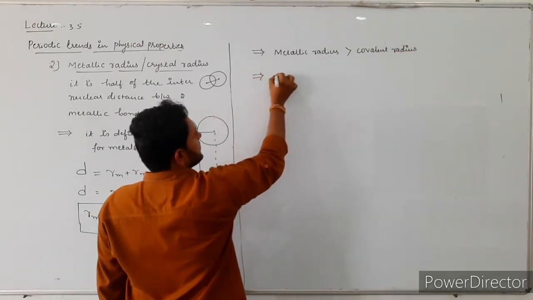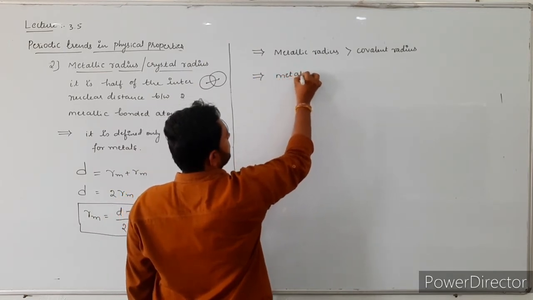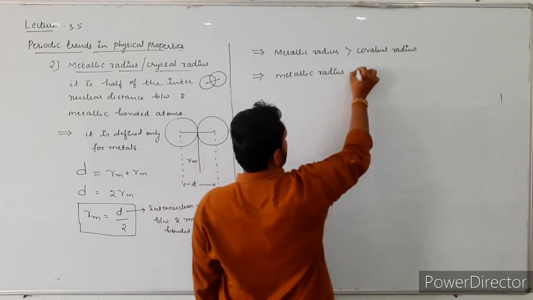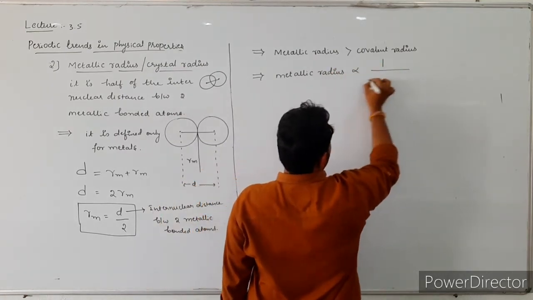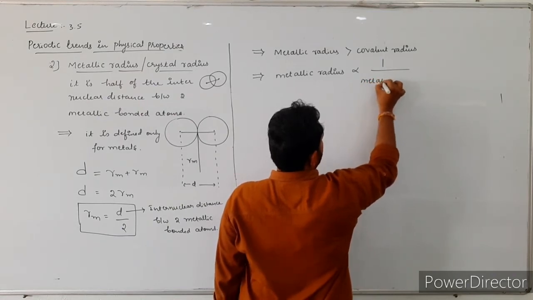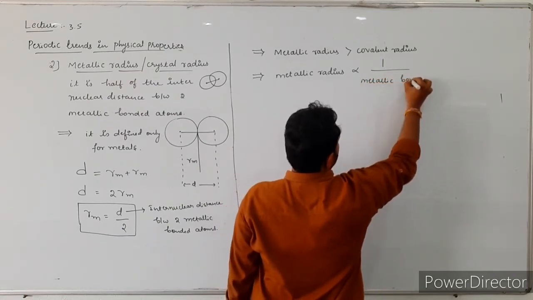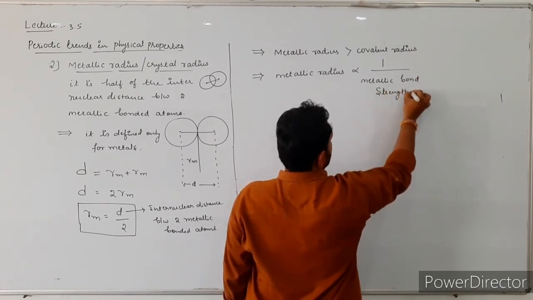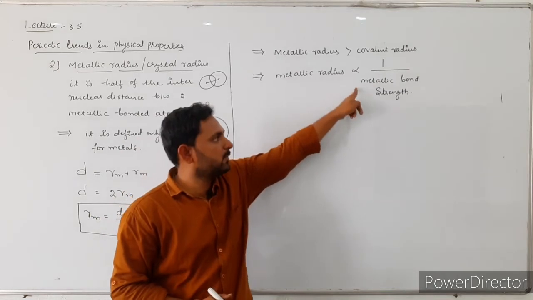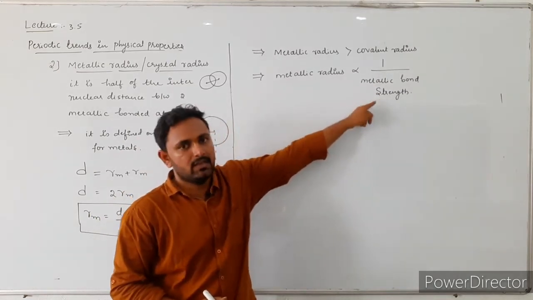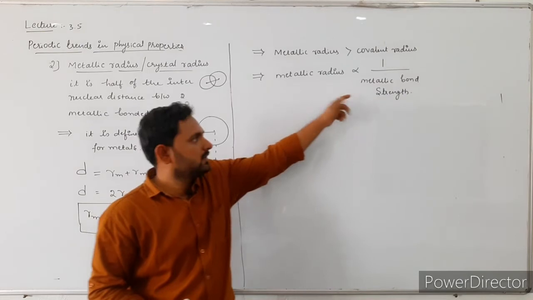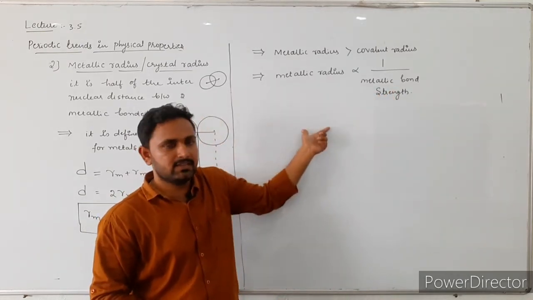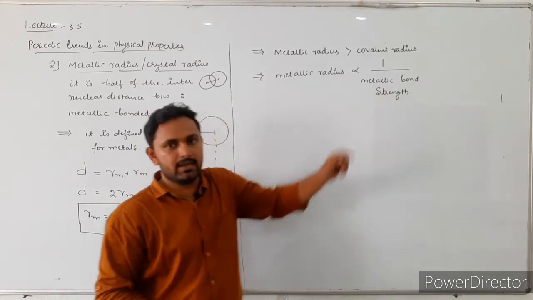Next, metallic radius is inversely proportional to metallic bond strength. If metallic radius increases, metallic bond strength decreases. If metallic radius decreases, metallic bond strength increases.